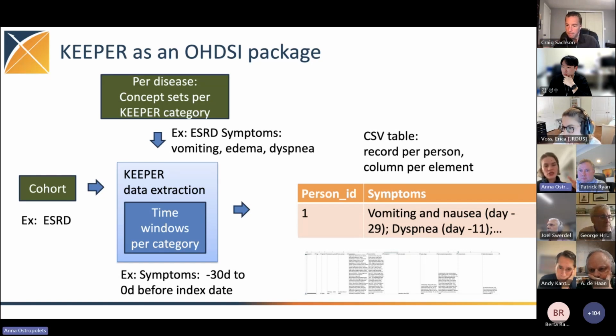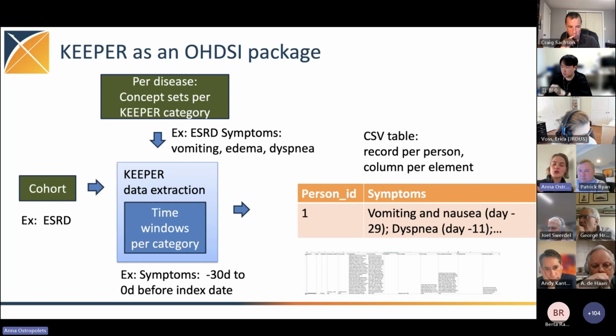Keeper takes these two inputs and extracts all of the information within certain timeframes. And then it outputs a table which can be saved as a CSV table that has a record per patient, or row per patient, while columns correspond to the clinical buckets that we saw before.